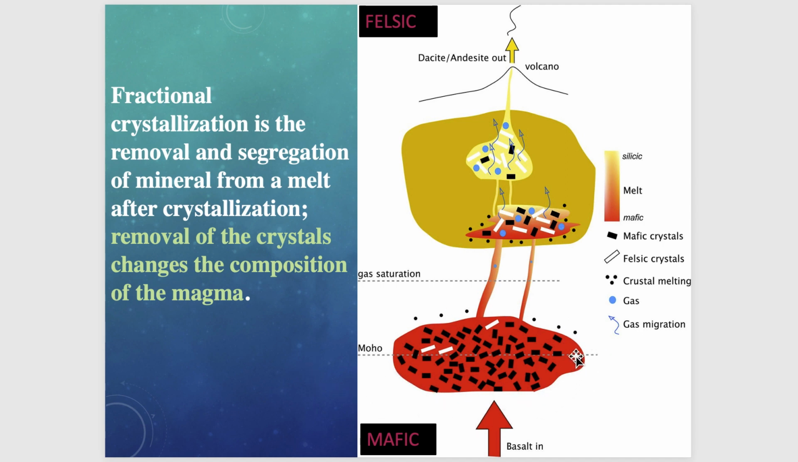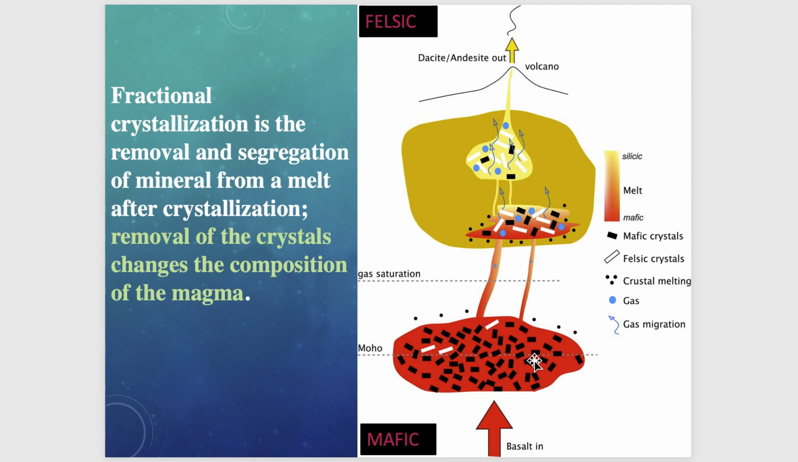So we have magmas that tend to reside at this level and equilibrate with the Moho, and a lot of precipitation of mafic minerals occurs. Mafic minerals, if you remember from the previous lecture, are ferromagnesian minerals.